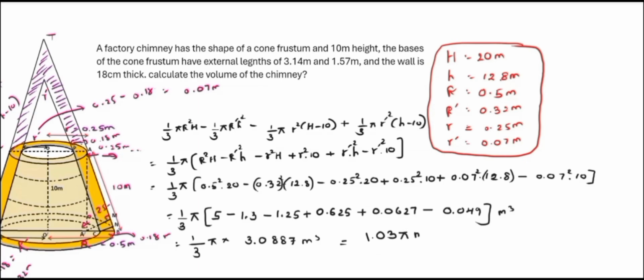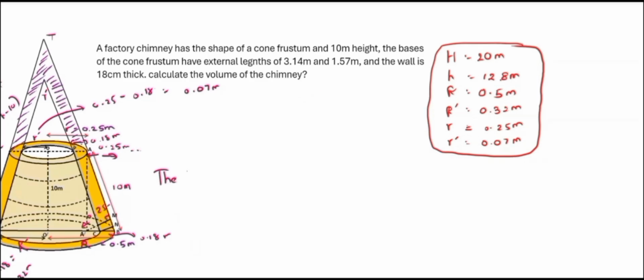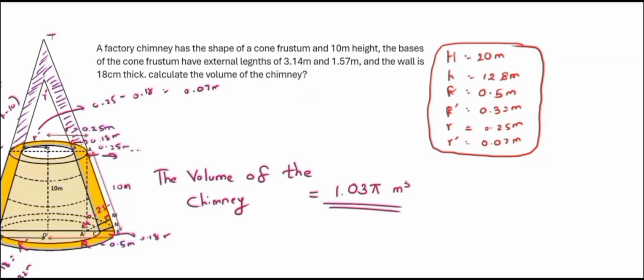Finally, we can find the volume of the chimney by substituting all values we found, and we will get the volume of the chimney as 1.03 pi cubic meters. So, the volume of the factory chimney is 1.03 pi cubic meters.